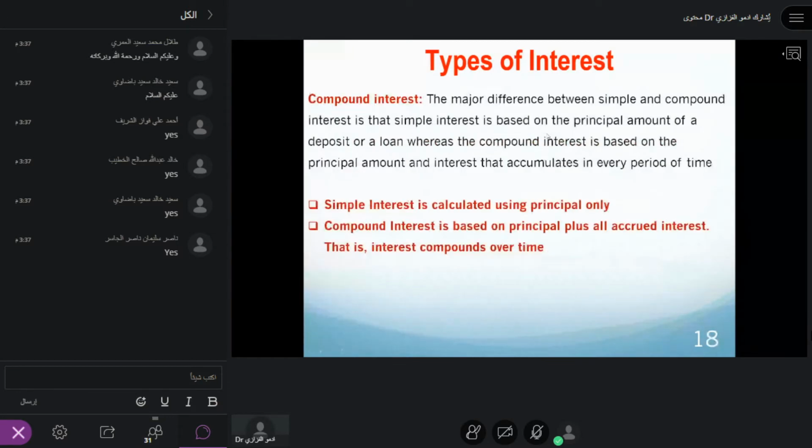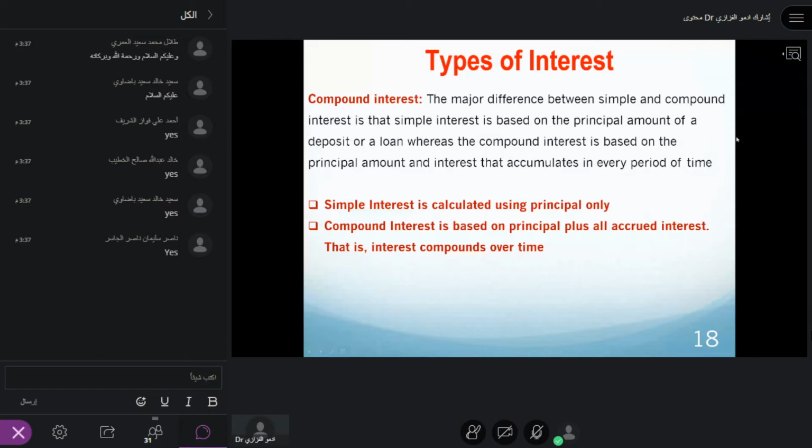Now let's look at compound interest. Now the major difference between simple interest and compound interest is that simple interest is based on principal only. That is the principal amount of money the car costs only. I showed you in the previous slide that simple interest is based on principal amount only of a deposit or loan, whatever. If you are talking about a loan that you collected, then it's based on the principal only. Whereas compound interest is based on the principal amount and the interest that accumulates in every period of time.